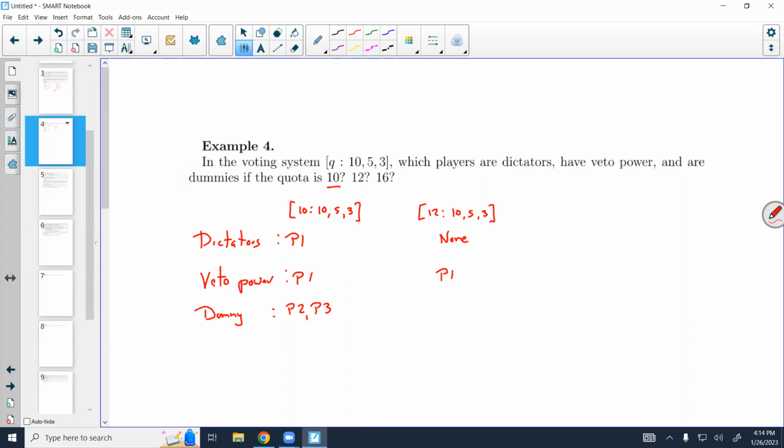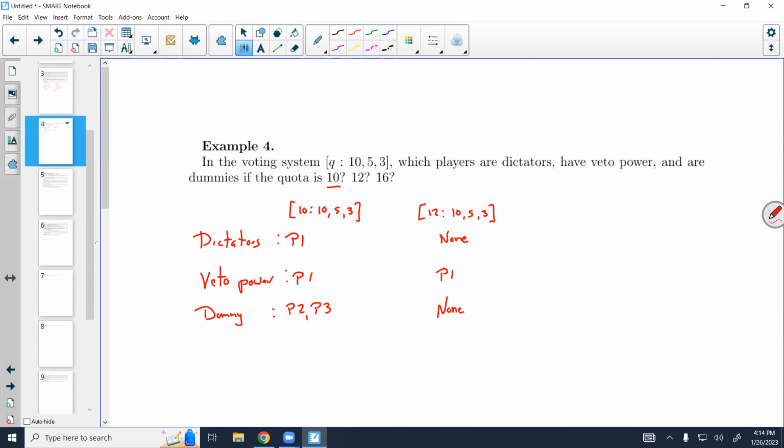What about dummies? Is there anybody that doesn't matter? No, because we can pass it with player 1 and player 2, so player 2 is not a dummy. We can pass it with player 1 and player 3, so player 3 isn't a dummy. So there are none.